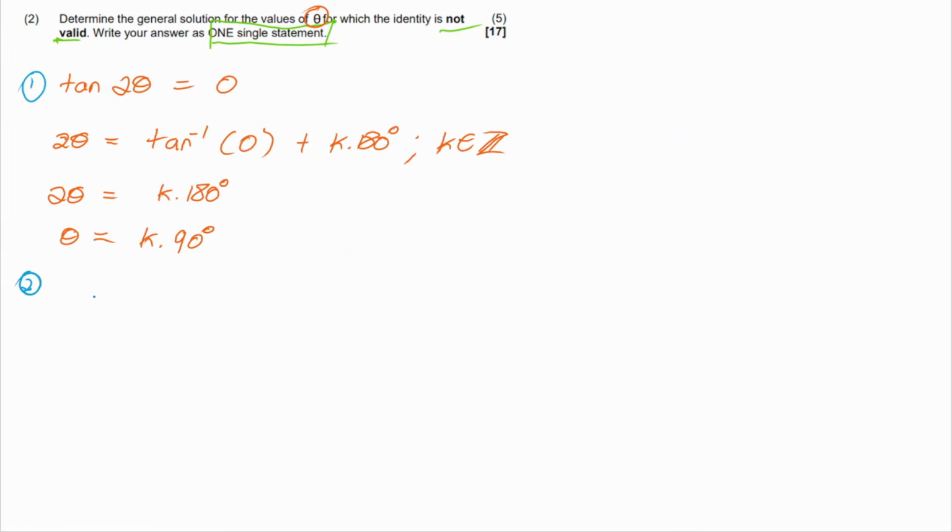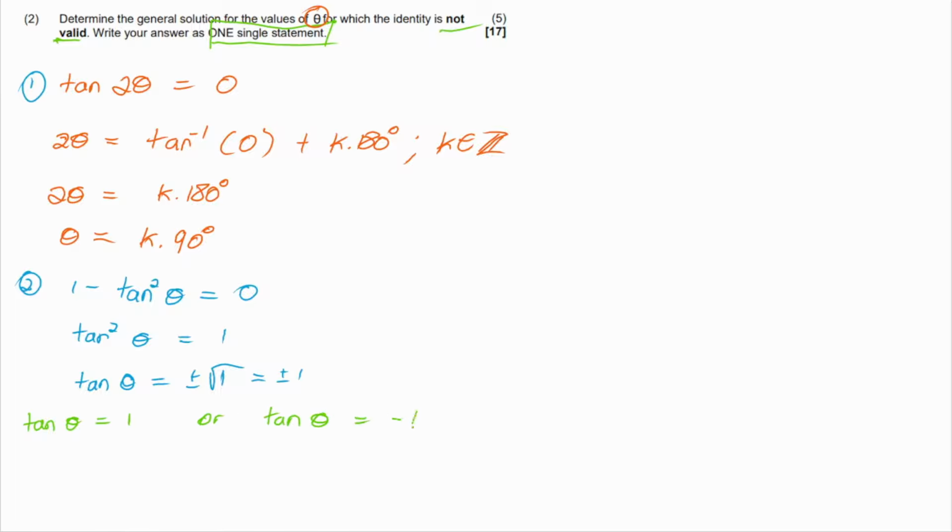And then the second one comes from 1 minus tan squared theta is equal to 0. Okay, so what we get there is tan squared theta is equal to 1. And then tan theta is equal to plus or minus 1. Okay, because remember when you take the square root, so plus or minus the square root of 1, which is just plus or minus 1. Don't forget that when you do square root it's plus or minus. So what we actually have is two cases. We're going to have tan theta is equal to 1 or tan theta is equal to minus 1.